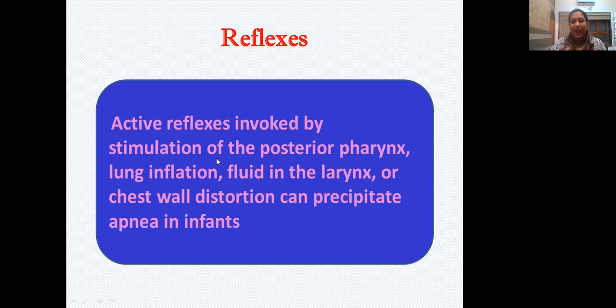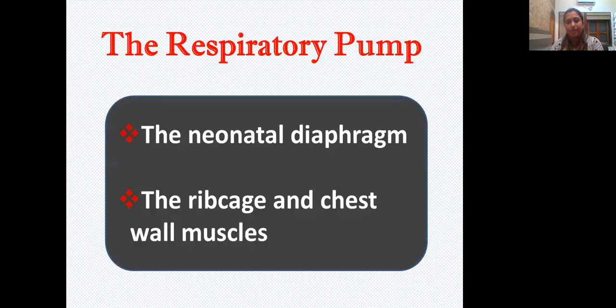Reflexes. Active reflexes invoked by stimulation of the posterior pharynx, lung inflation, fluid in the larynx, or chest wall distortion can also precipitate apnea in infants. So stimulation of the posterior pharynx, for example, when we are too roughly inserting an NGT, or lung inflation, fluid in the larynx, these can also cause apnea in infants.